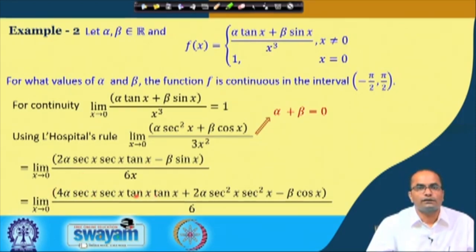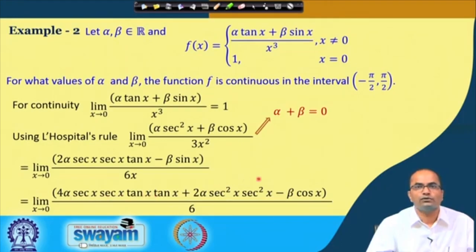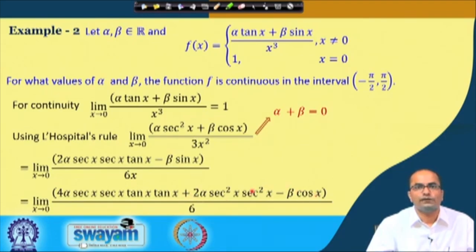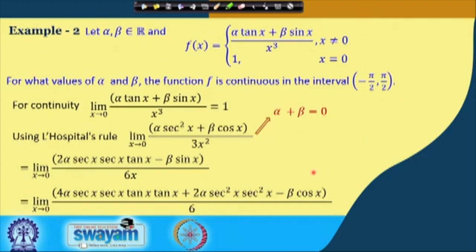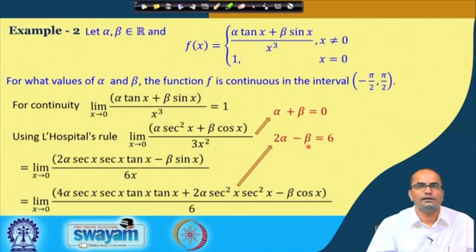So, now if we check again what is the value here, this sec square x tan x will be 0, so this expression will become 0. And then here when x goes to 0, this is like 2 alpha and then minus beta. So, in the numerator we are getting 2 alpha minus beta, divided by 6, and the limit x goes to 0. So, 2 alpha minus beta by 6. To have this value as 1, we need to set that 2 alpha minus beta is equal to 6. So, the other condition we got is that 2 alpha minus beta is equal to 6.